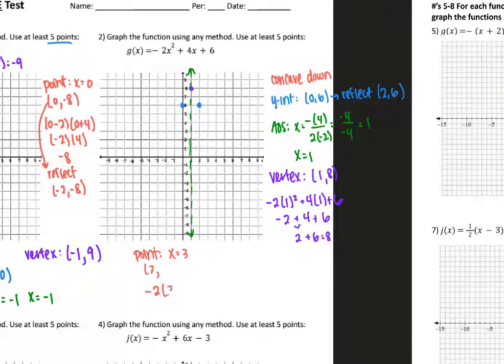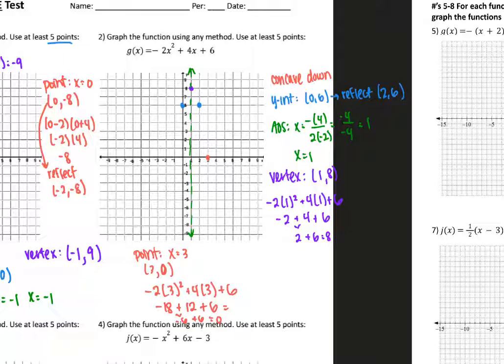So negative 2 times 3 squared plus 4 times 3 plus 6. So again, let's do this piece by piece. So first thing I'm going to do, 3 squared is 9, and 9 times negative 2 is negative 18. 4 times 3 is 12, plus 6. And then going from left to right, negative 18 plus 12 is negative 6, plus 6 gives us 0. So my point is going to be (3, 0).